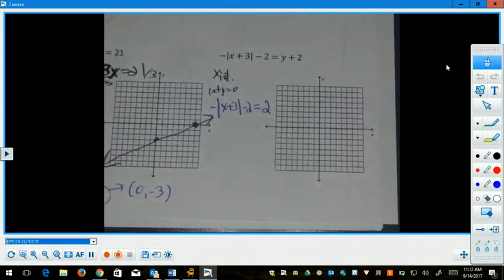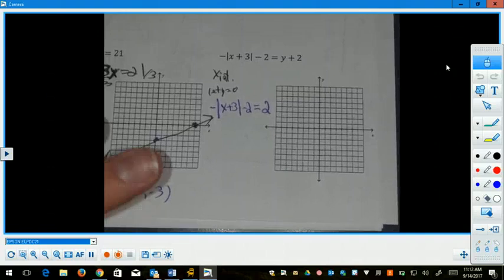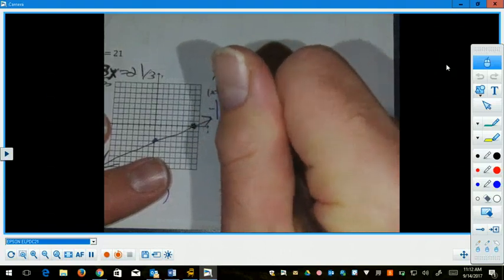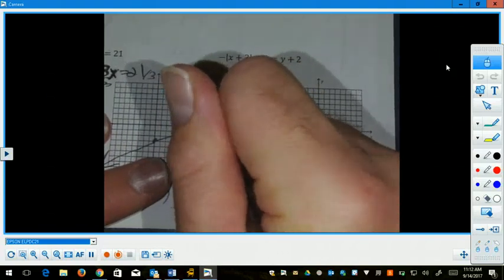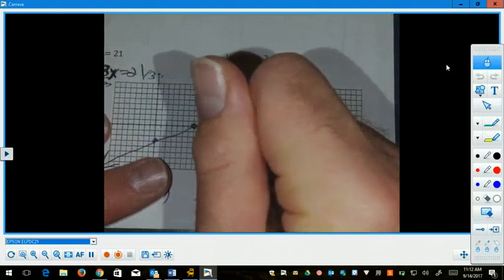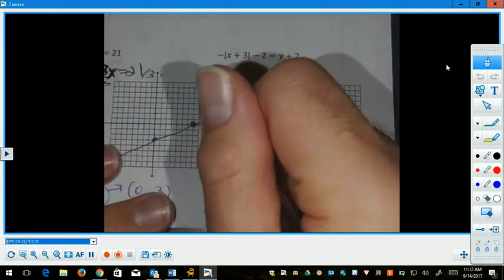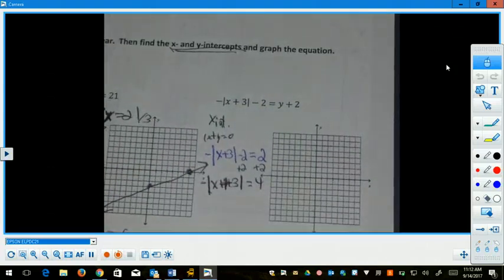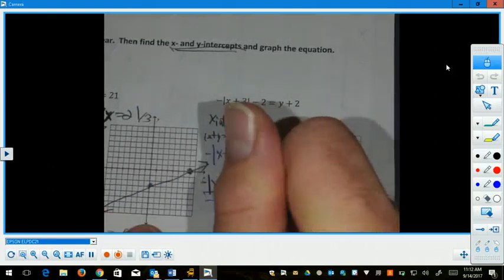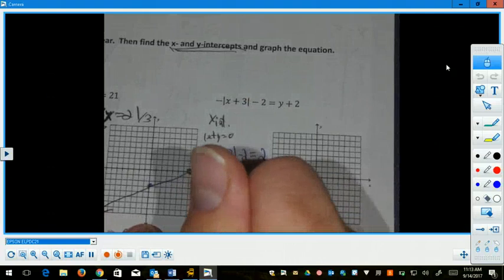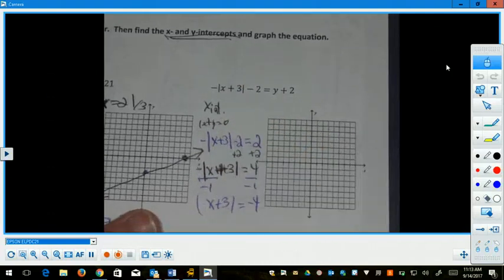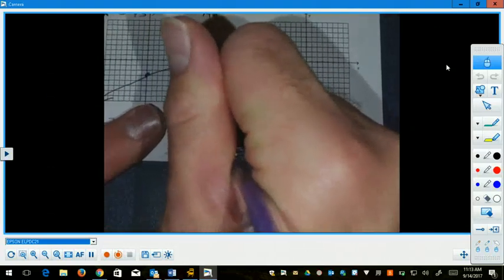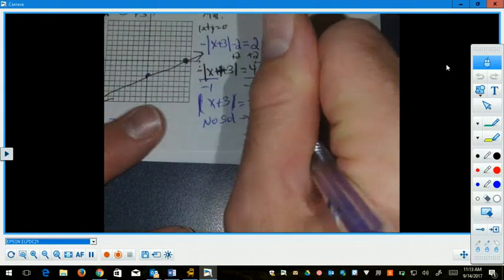So this is just like some problems that were on the quiz, and that we did before we took the quiz yesterday. To solve this, I need to add 2 to both sides. So I now have 4 over here. Now I have the opposite of the absolute value of x plus 3 equals 4. What do I need to do now? Divide by -1. So now I have the absolute value of x plus 3 equals -4. So what do I know? There is no solution, which means there is no x-intercept.